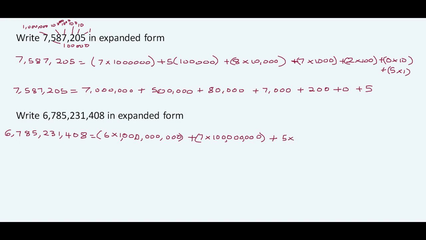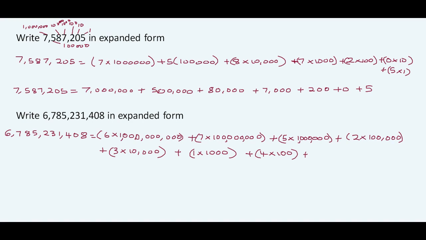Plus 5 multiplied by 1,000,000, plus 2 multiplied by 100,000, plus 3 multiplied by 10,000, plus 1 multiplied by 1,000, plus 4 multiplied by 100, plus 0 multiplied by 10, plus 8 multiplied by 1.